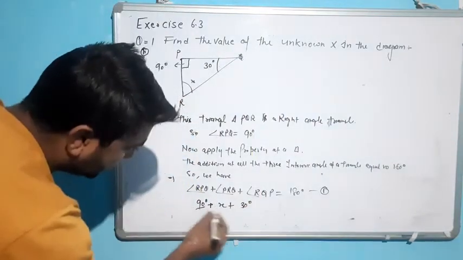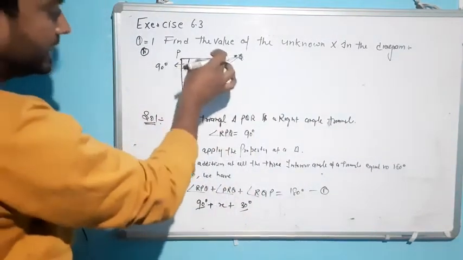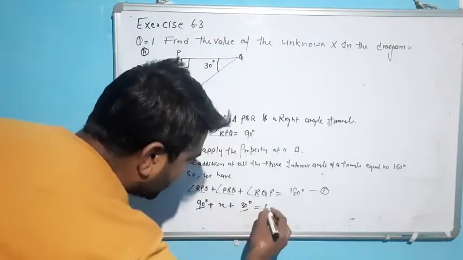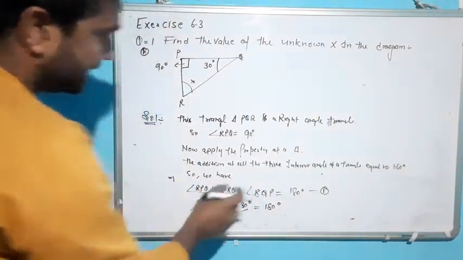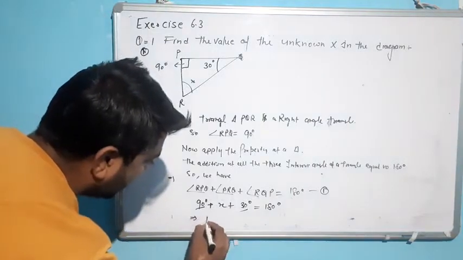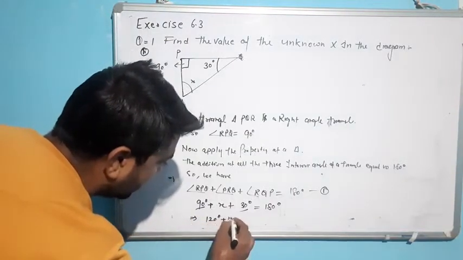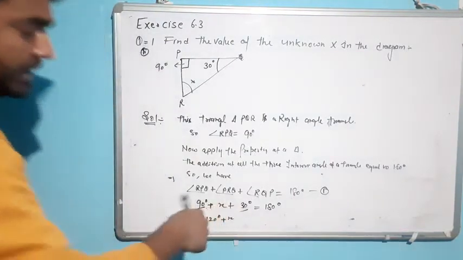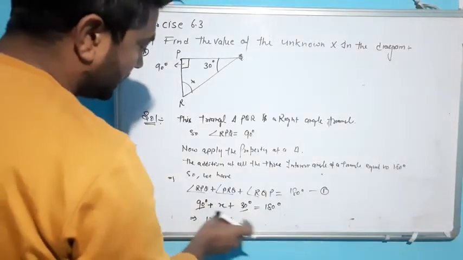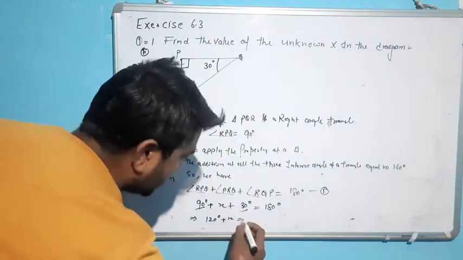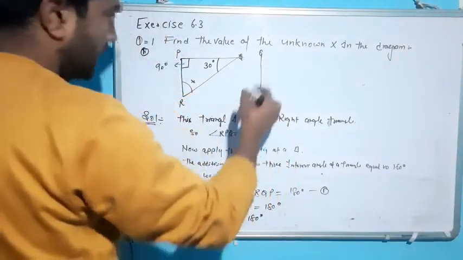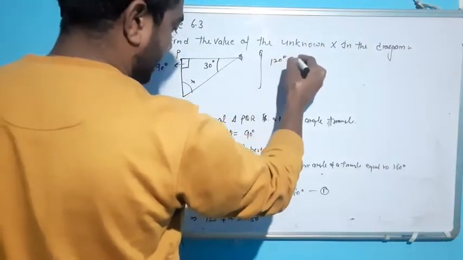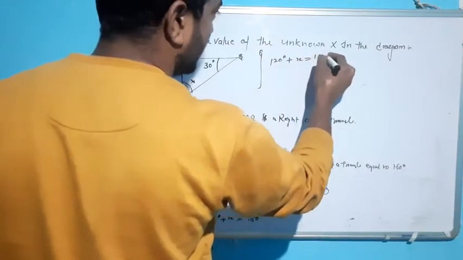You all know that these are the interior angles, which equal 180 degree. When we add 90 degree and 30 degree, the value will come out 120 degree, and plus x will equal to 180 degree. Now it's 120 degree plus x equals 180 degree.